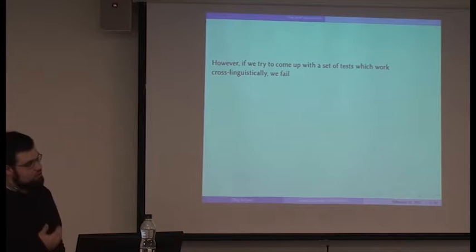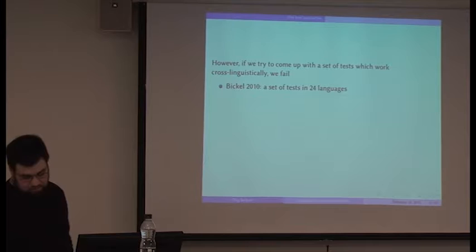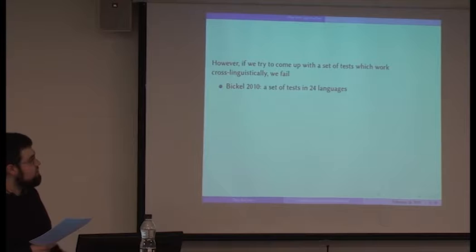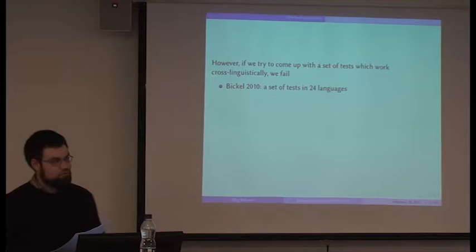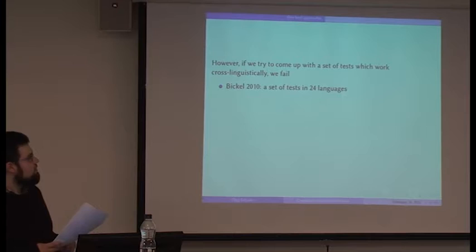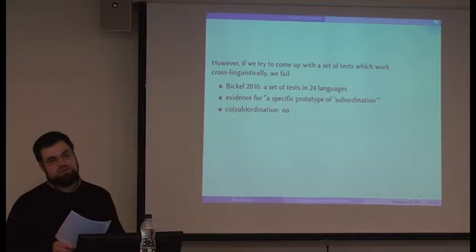And this, unfortunately, is not as well fulfilled as we might think. Balthasar Bickel, in his 2010 paper, tried to apply the tests on coordination and subordination that are used in the literature to a sample of 24 languages, to find whether there is any cluster of tests that would delimit any kind of close linkage types. It turns out that he did find evidence for a certain prototype of subordination, as he says, but there is no evidence for a cross-linguistically stable and consistent set of tests which would delimit coordination or co-subordination.